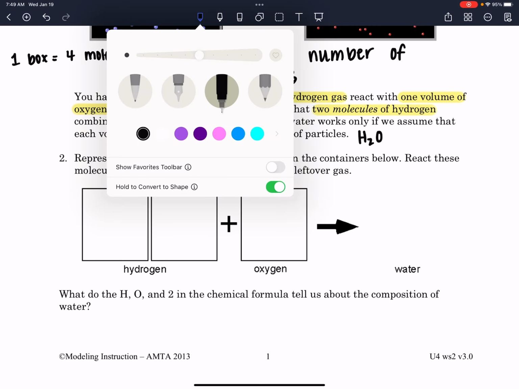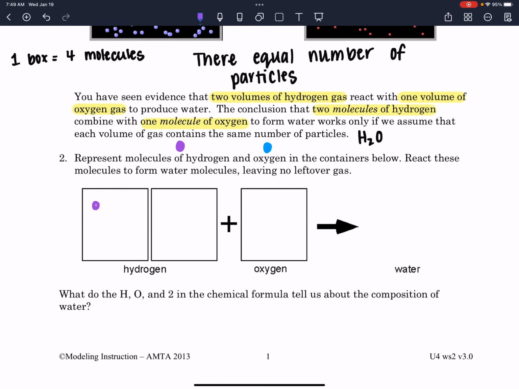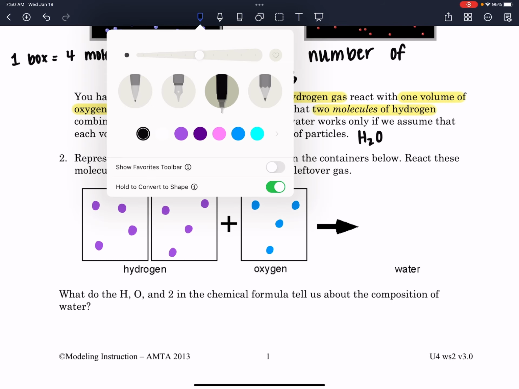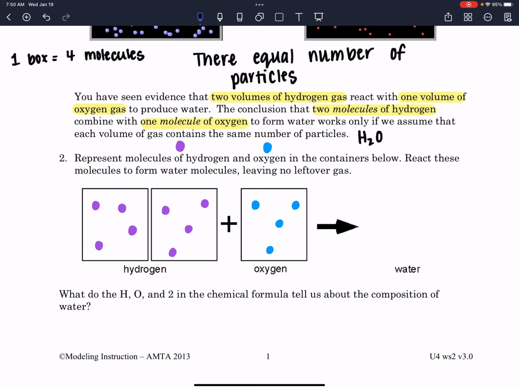So if I were to draw a box of hydrogen gas, it would have 4 molecules, like so. Each of these boxes of hydrogen gas is going to have 4 molecules, and then 1 box of oxygen gas would also have 4 molecules. When we watch the reaction between hydrogen and oxygen, it was always 2 hydrogen volumes reacting with 1 oxygen volume to make water. So my drawing of my water particles should come from the combination of hydrogen and oxygen. I'm going to use a black pen to help me keep straight what's happening here.